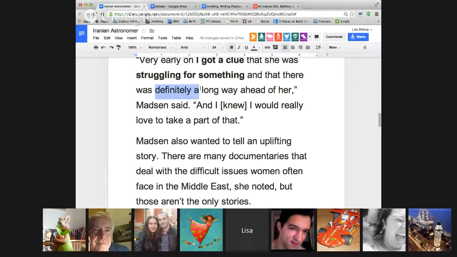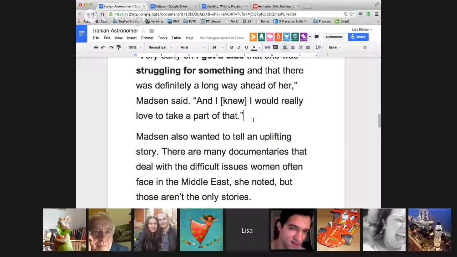She also saw that it would be a long way ahead of her. So it would be a long journey. If she really stuck with it, it was going to be a story, basically, of how this person got through all of this hardship or struggle. And this director wanted to be a part of that. She wanted to experience that and, of course, document it with a film, to share this girl's story.